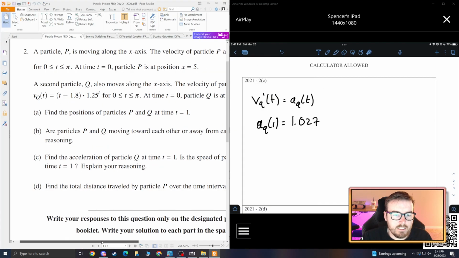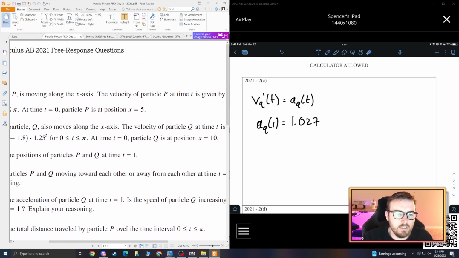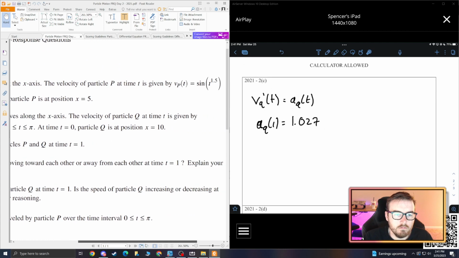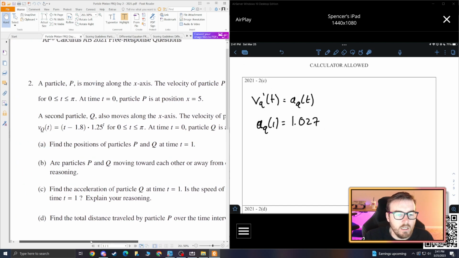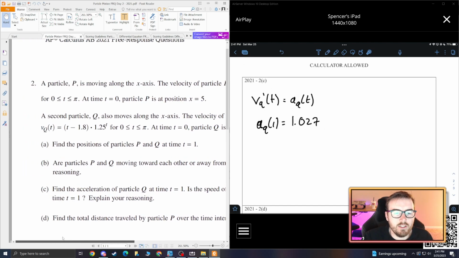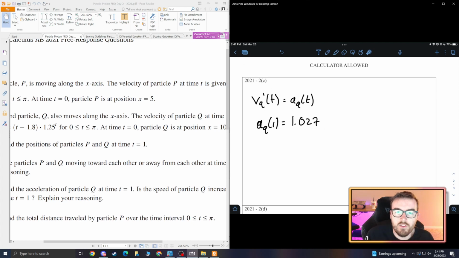Now, let's continue reading here. It says, find the acceleration. In proper units, well, they haven't really been specifying units, have they? So I don't think it matters. And then, is the speed of the particle increasing or decreasing? So speed comes down to whether velocity and acceleration complement each other, meaning they're the same, or whether they're working against each other, meaning that they're different signs. If velocity and acceleration are both positive or negative, it's speeding up. If velocity and acceleration are opposite signs, it's slowing down.